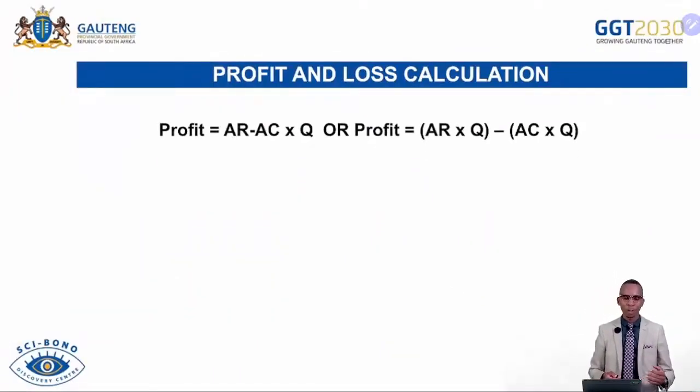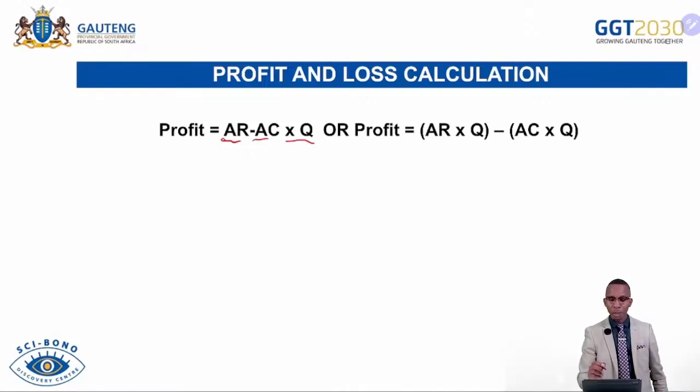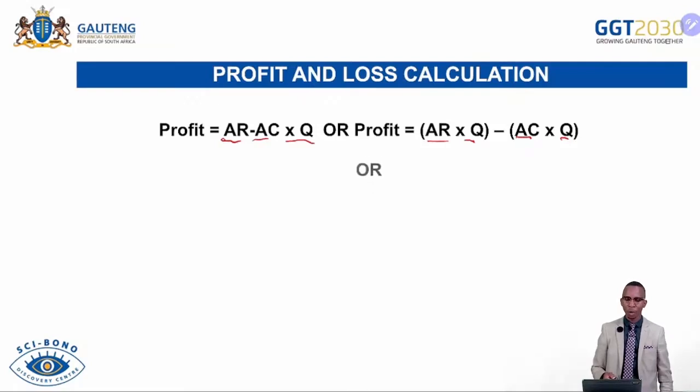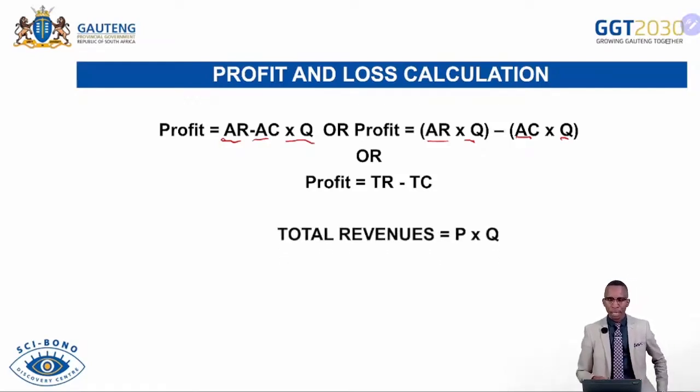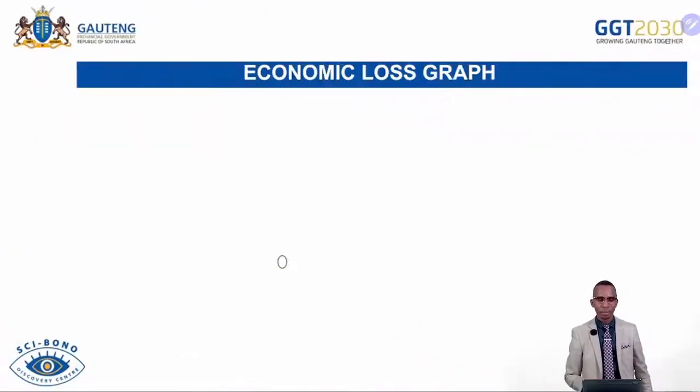So how do we calculate the profit or a loss? We say profit equals average revenue minus average cost times the quantity, or we say profit equals, open the bracket, average revenue times quantity, close the bracket, then you minus, open the bracket, average cost times quantity, close the bracket. Then that will give you the total revenue and the total cost. Then you will be able to substitute and get your profit or loss. It can be profit equals TR, or total revenue, minus the total cost. Remember, to calculate the total revenue, we simply say price times quantity.